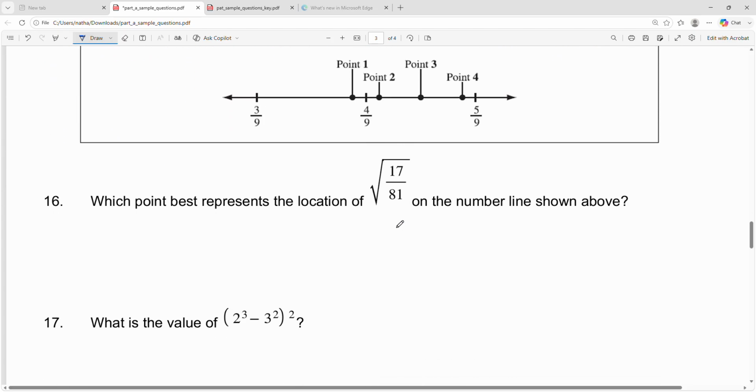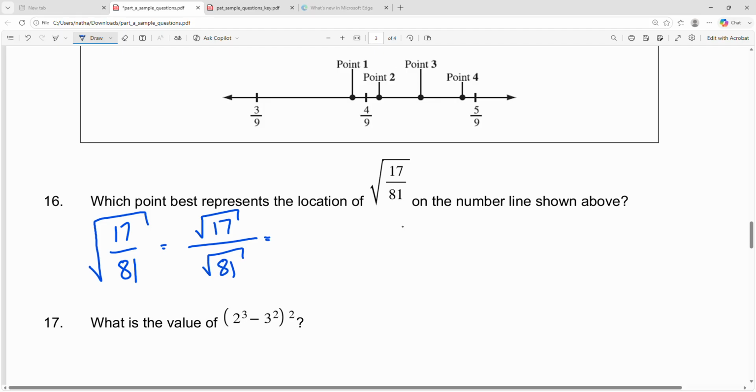Question number 16, which point best represents the location of the square root of 17 over 81 on the number line shown above? Well, I know that I don't know the square root of 17, but I do know the square root of 81. So if I broke this up into two square roots, because you can do that if you have a fraction, we can take the square root of the top and the square root of the bottom.